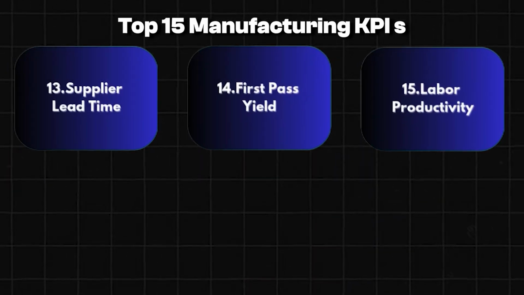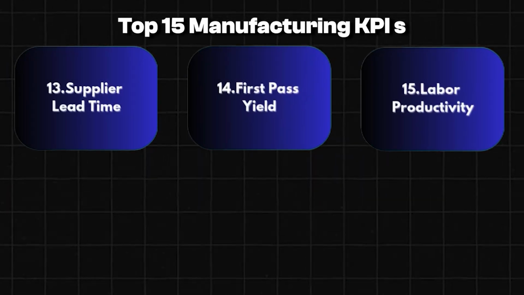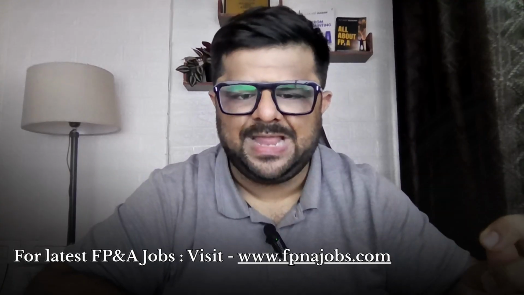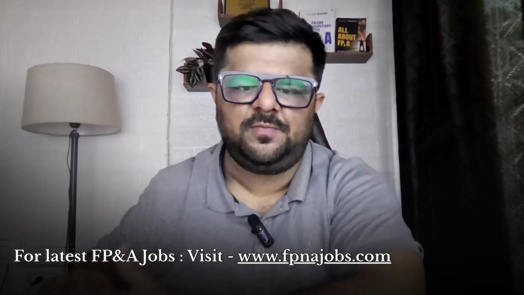Now, machines and materials are important, but equally important are the people. That brings us to our final manufacturing KPI number 15, which is the labor productivity rate. It measures how efficiently your workforce is manufacturing the products. Labor productivity is calculated as the total number of units produced divided by the total labor hours. It helps you plan staffing, training, and performance incentives.